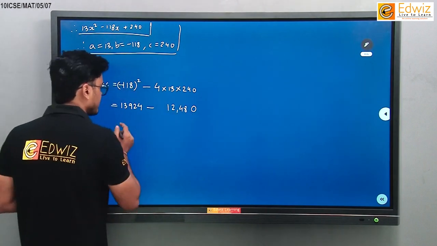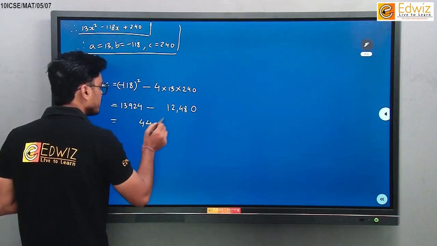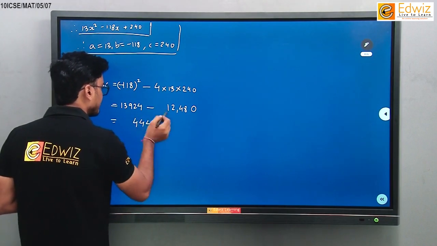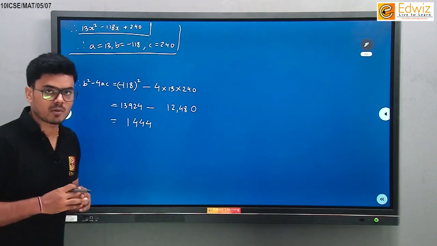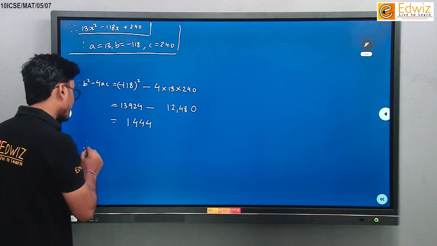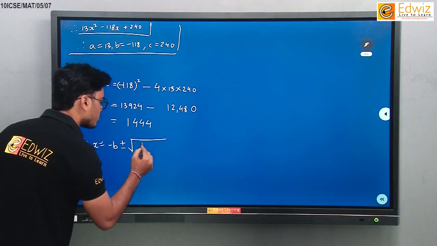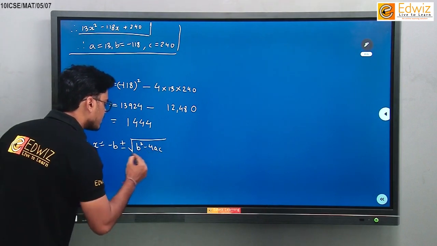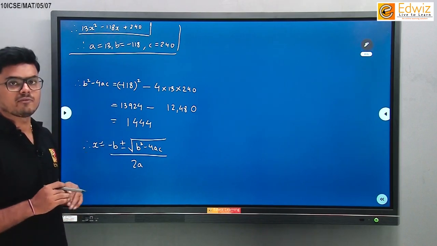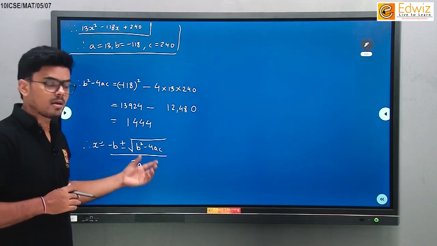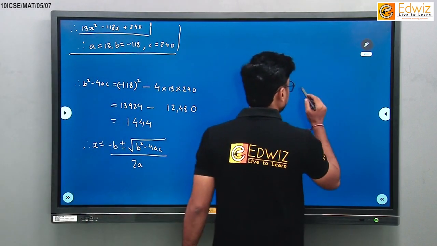Now we need to subtract this. Upon subtraction we will get 4, 4, again 4, and then 13 minus 12 is 1. So 1444 is the value of b square minus 4ac. Now to get the value of x, we know the formula, that is minus b plus or minus square root of b square minus 4ac divided by 2a. Okay. Now let us find the square root of 1444 before we start solving this, because if we calculate the square root beforehand it will be easy for us. Then we can directly solve the question.